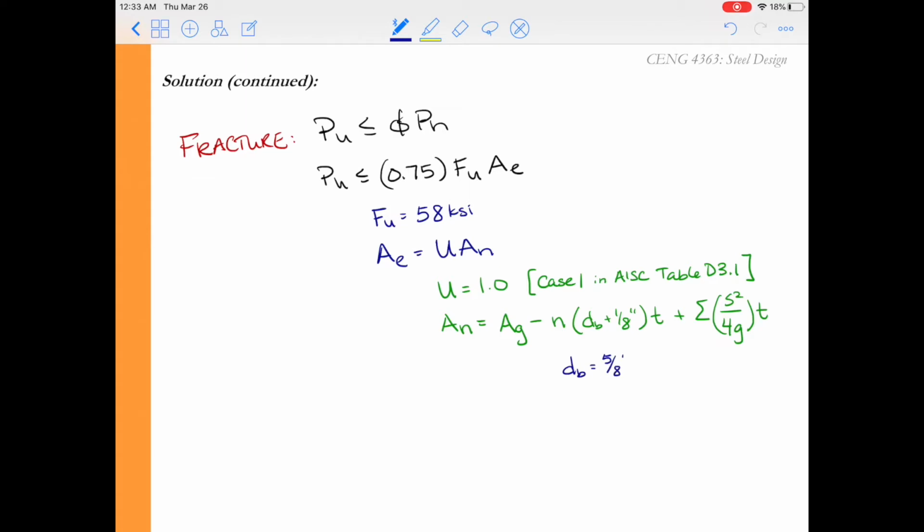So taking a look at our problem, the diameter of the bolt is given to us as 5/8 inch. The thickness of the plate, we're doing the 1/2 by 12 member, so the thickness is going to be 1/2 inch. S is defined in the previous figure for our connection geometry as the longitudinal spacing, and if we reference back to that, it looks like it's going to be 3 inches, and G, the gauge distance or the transverse spacing, is going to be 2 inches.